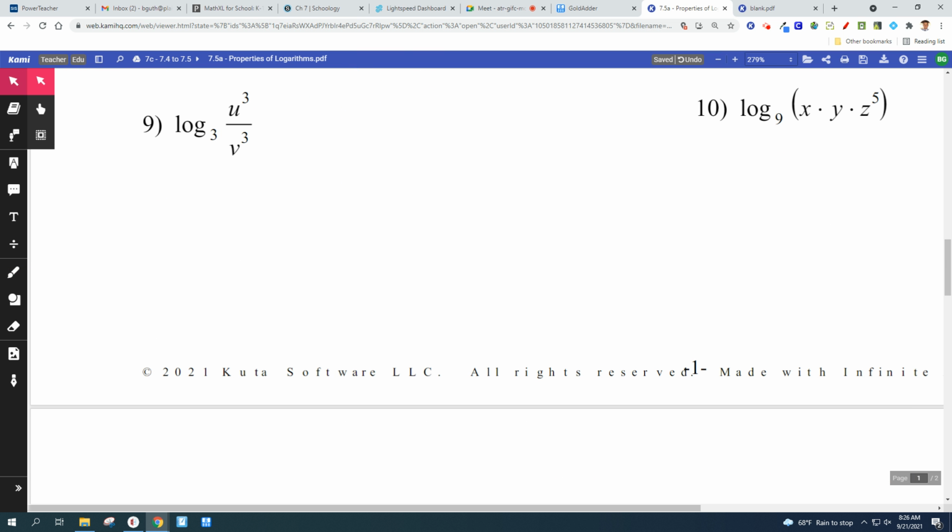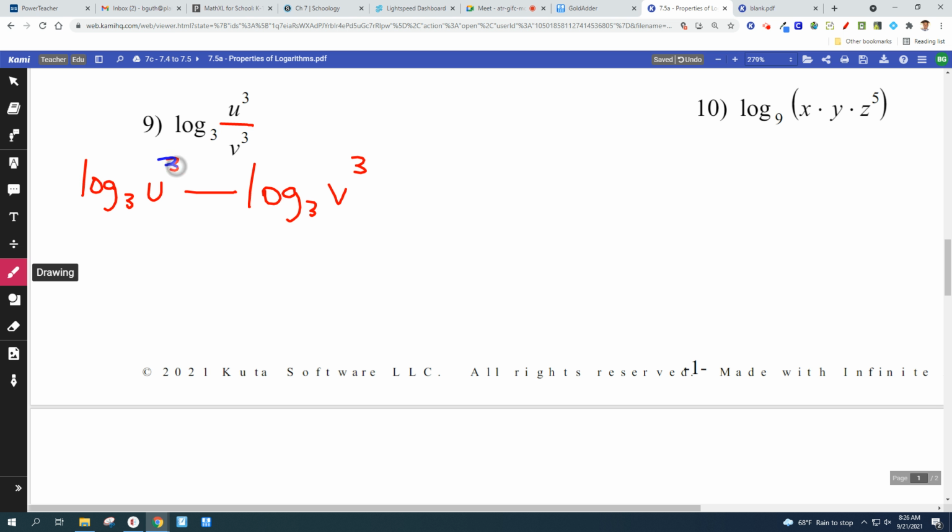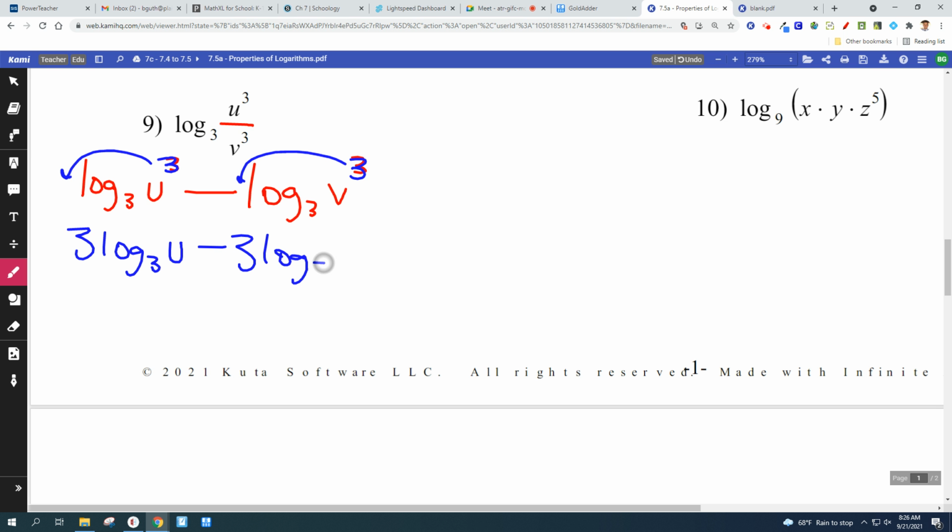All right, number 9. It's the same thing. We've seen this now, right? We know that the division is going to be subtraction. And so we can say log base 3 of u to the third minus log base 3 of v to the third. But then we're also going to have to take care of these exponent 3's. That's going to go around to the front. 3 log base 3 of u minus, take this one to the front, 3 log base 3 of v.